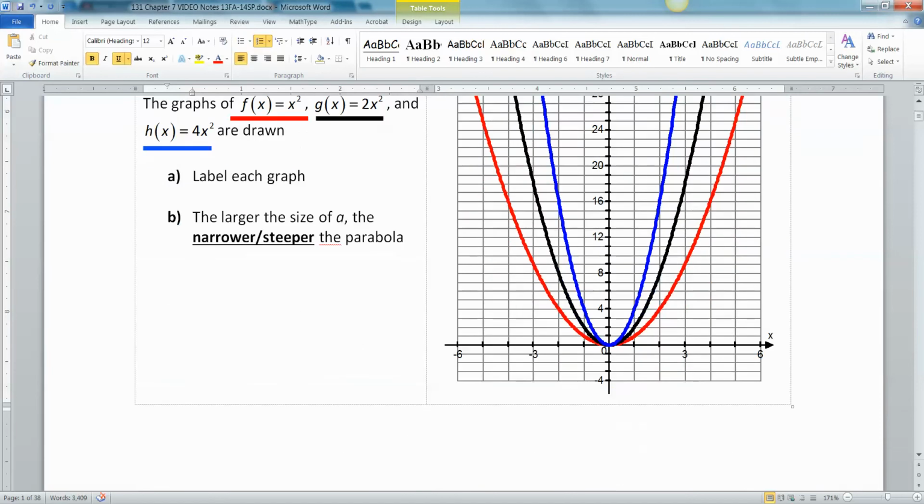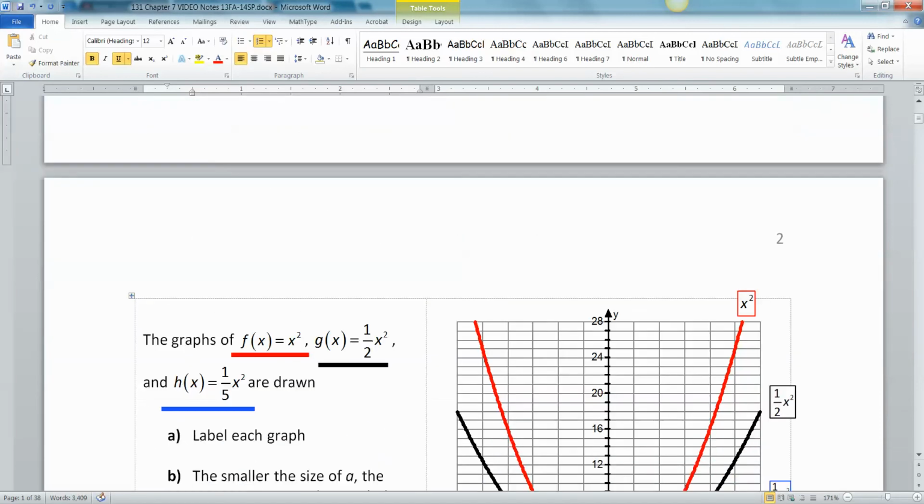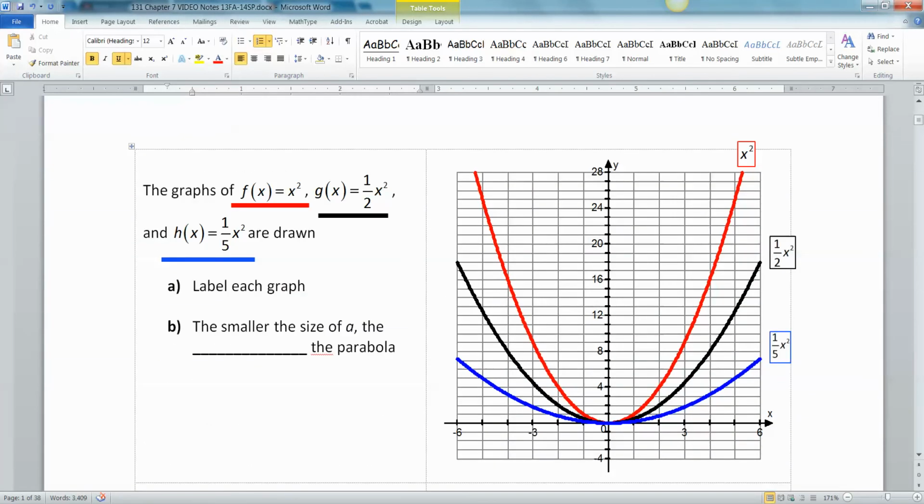All right, now what happens if I make a smaller? Let's see here. So back here, I have f of x equals x squared again. So that's the red one still that we graphed before. Then I have a half x squared and a fifth x squared. So I'm letting a be a half, so I'm letting a get smaller, and then a equals a fifth is even smaller than that. And you can see that I've color-coded all these graphs.